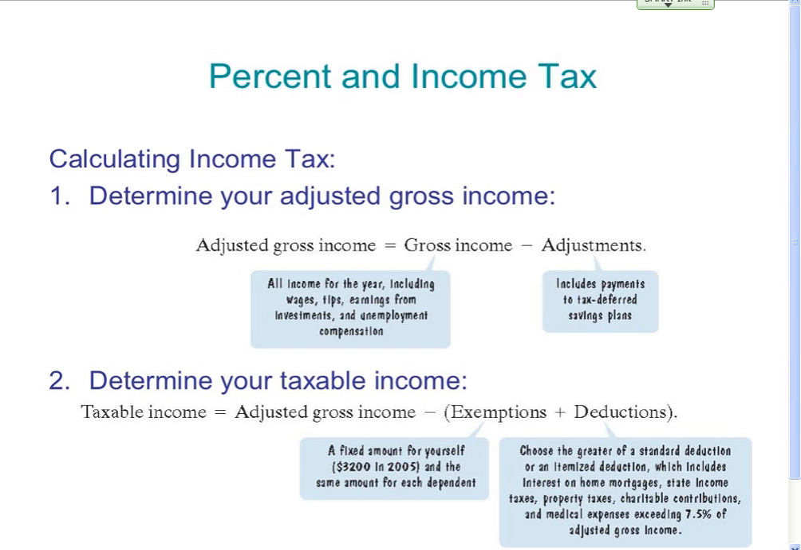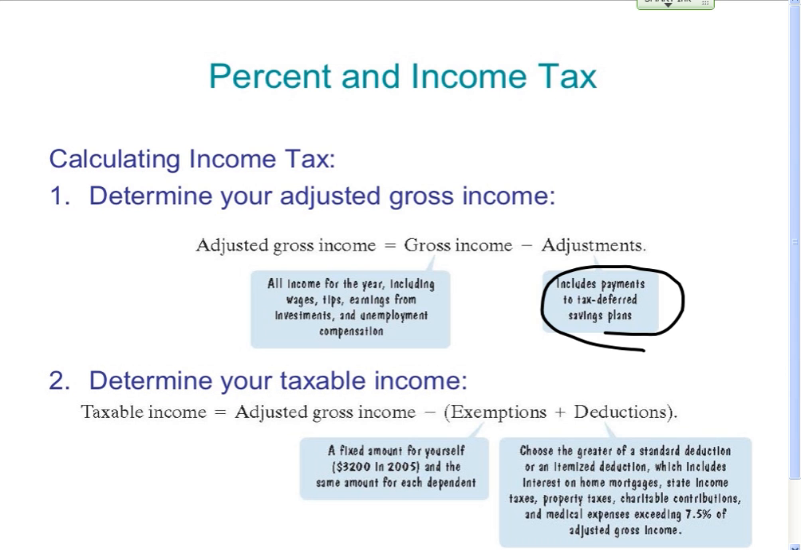All right, calculating your income tax. First thing you have to do is find your adjusted gross income, which means take your gross and subtract off the adjustments. You would have adjustments if you make contributions to, like, a 401k. So if you have a savings plan through your employer for retirement, that would be an adjustment.